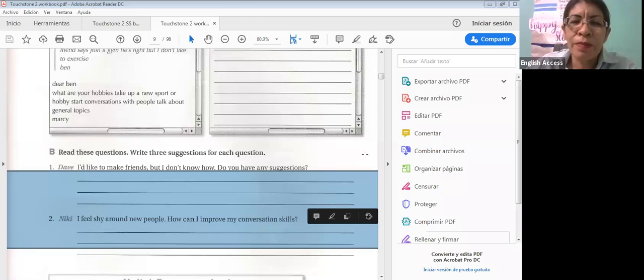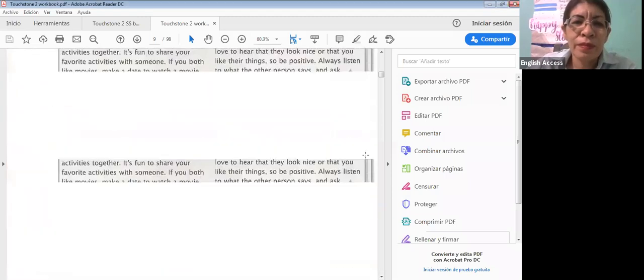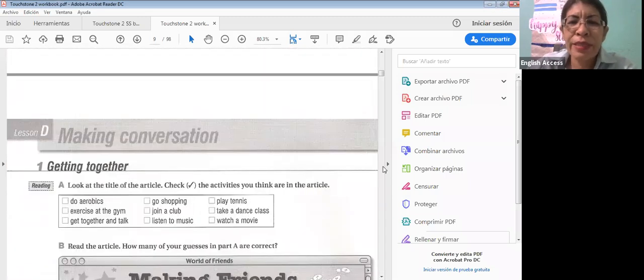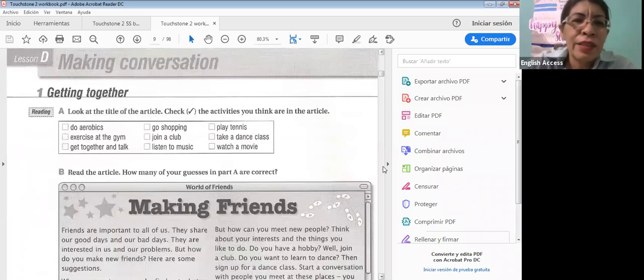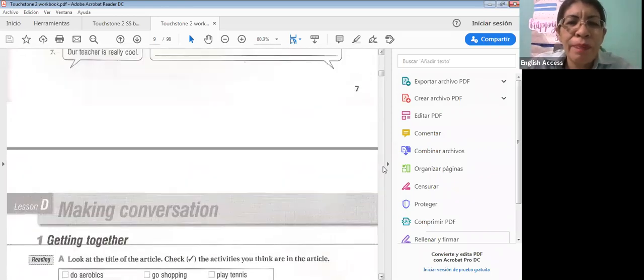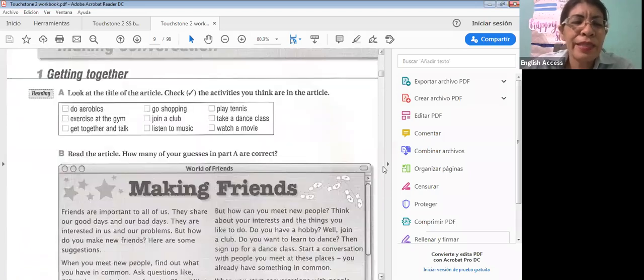On the unit 1 in your workbook. It's this one. Okay, let's go to page number 8. It says making a conversation. Exercise 1A says look at the title of the article and check the activities you think are in the article.